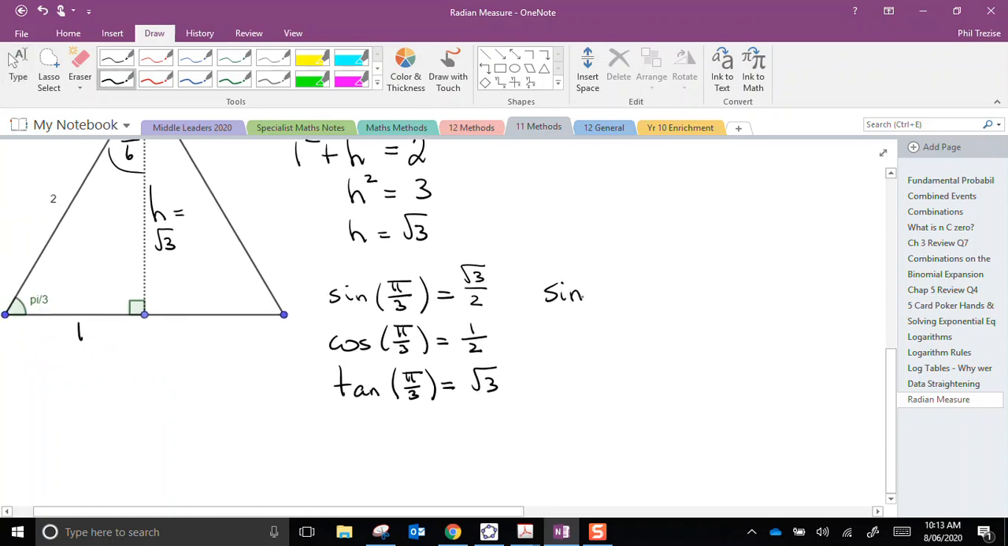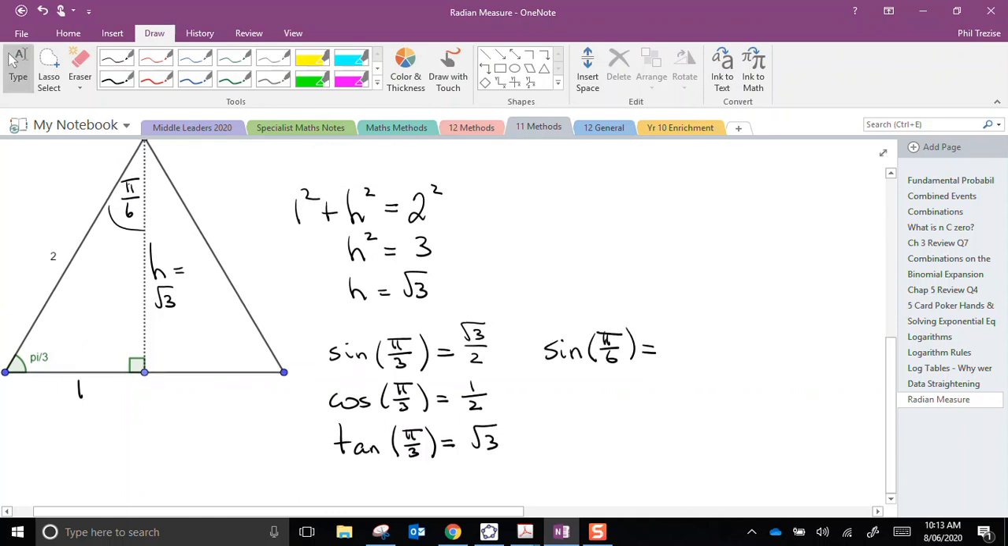Now what about the pi over 6 angle? Sine of pi over 6, sine of this angle, that's opposite over hypotenuse, 1 over 2. Cosine of pi over 6. Cosine is the adjacent, root 3 over the hypotenuse, 2. And the tan of pi over 6. Tan is opposite, 1 over adjacent, root 3. 1 over root 3. There you are.